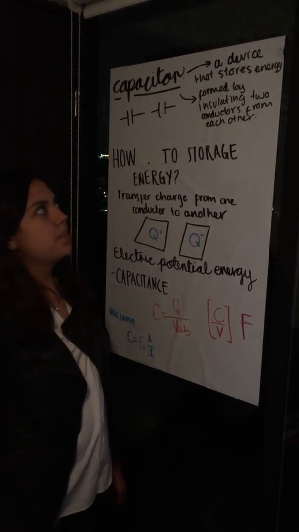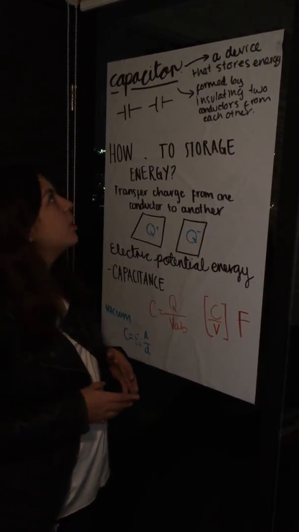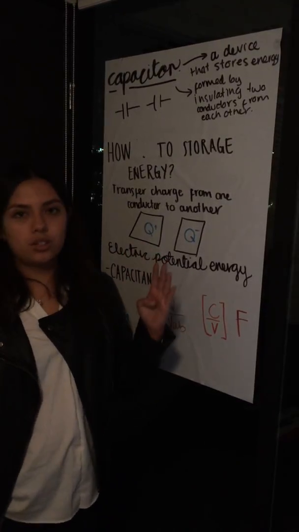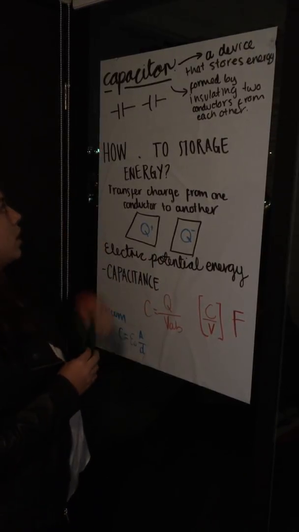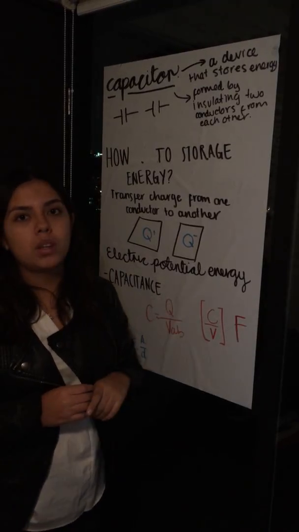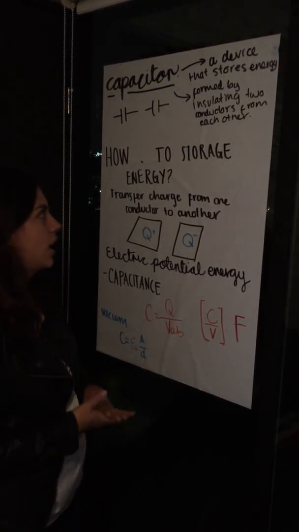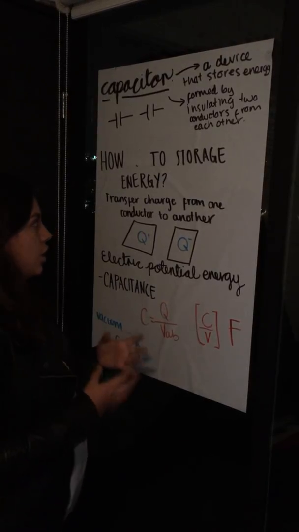A capacitor is a device that stores electric potential energy and electric charge. It is formed by insulating two conductors from each other. In a circuit diagram, we could find either this symbol or this one, with a node on the positive sign and the negative side. So how does the capacitor store this energy?